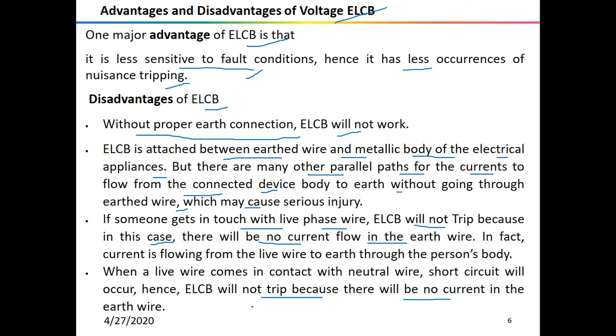There are also many cases in which there is a current flow in the earth wire, but the situation is not hazardous, and in such cases it gives us a false trip. So this type of ELCB has a number of disadvantages or demerits. Due to this, they are not used nowadays. To overcome these disadvantages of the ELCB, another device named the RCB, that is residual circuit breaker, was invented for earth leakage protection.